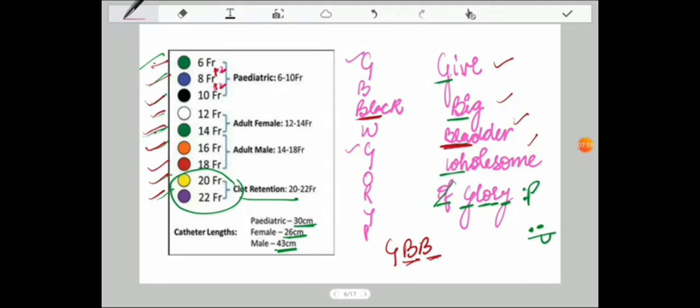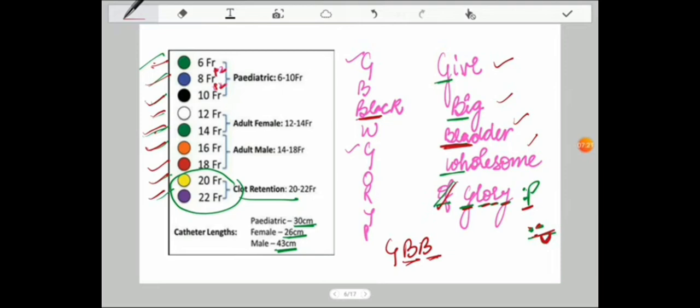So give big bladder wholesome of glory. In glory, you have to skip L. So there G is for green, then orange, red, yellow, and this you guys know is a symbol like this emote.